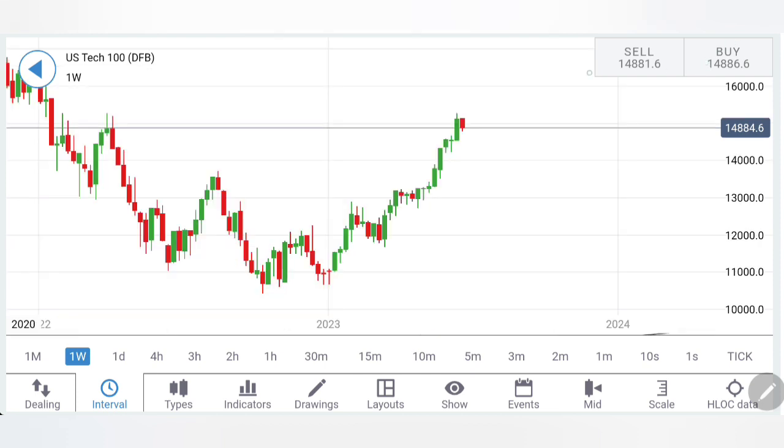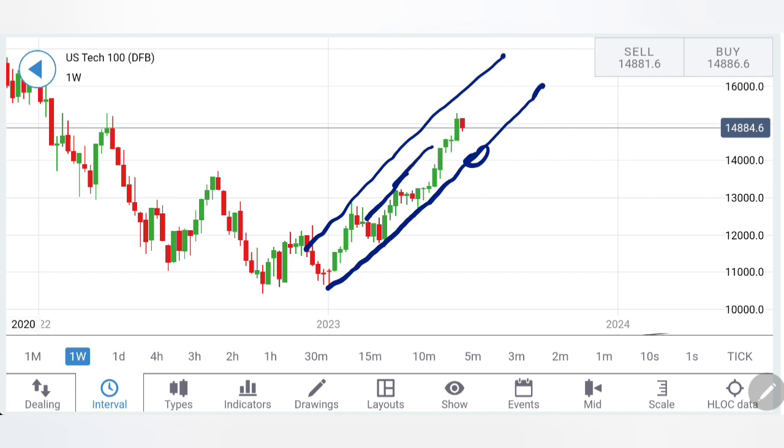Let's start. First, let's have a look at the weekly charts after forming the triple bottom. Since then, US 100 is trading in this bullish channel. If you connect the dots here, you will find now the bottom of the channel is a little far away at 14,000 levels, and at the same time it is trading in this increasingly bullish channel.